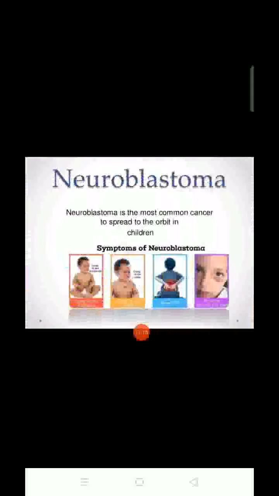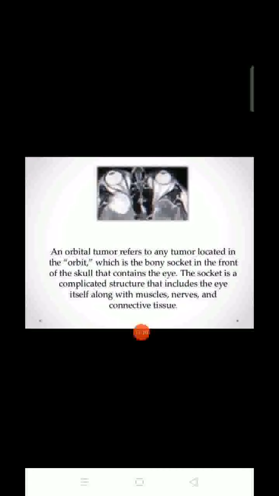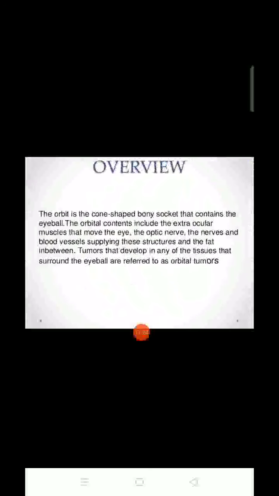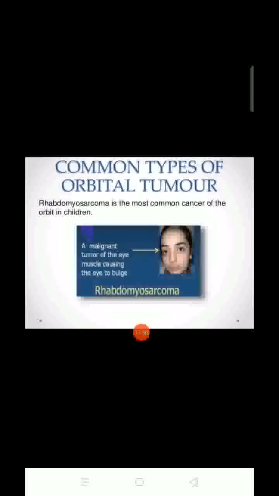The first one, the rhabdomyosarcoma. Okay, in this orbit, which is the bony socket, we know there can be a cancer of that orbit that we call the eye orbital tumor, and that has a TNM characteristic of main tumor and metastasis. A common type of orbital tumor, the first one, is rhabdomyosarcoma. It is a malignant tumor of the eye muscle causing the eye to bulge.